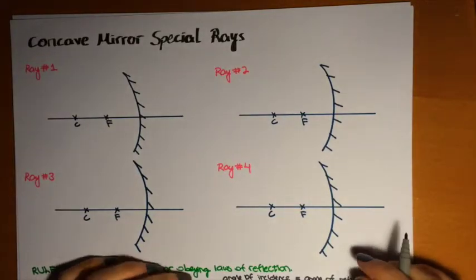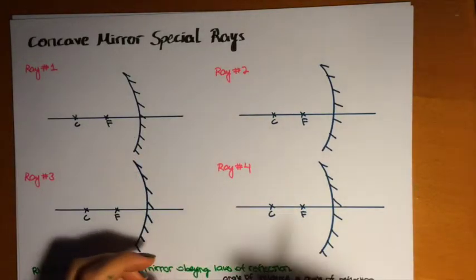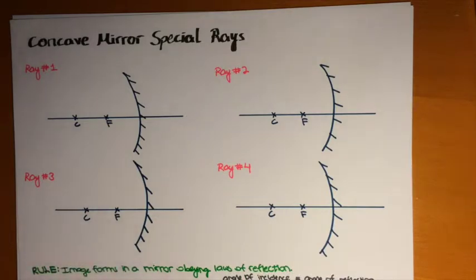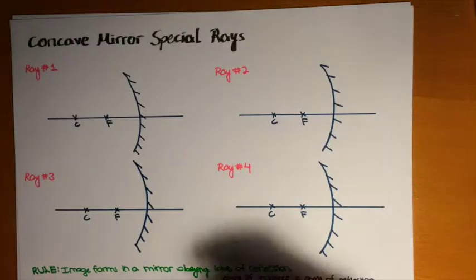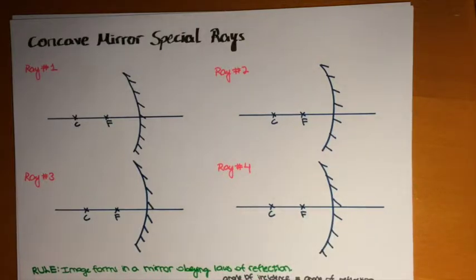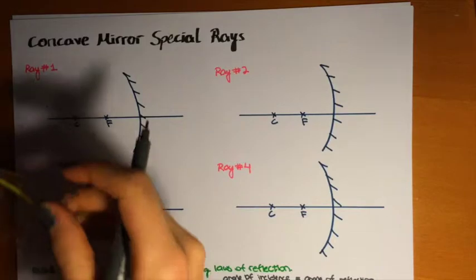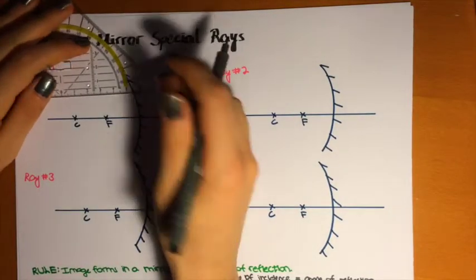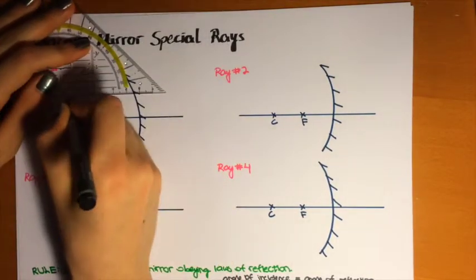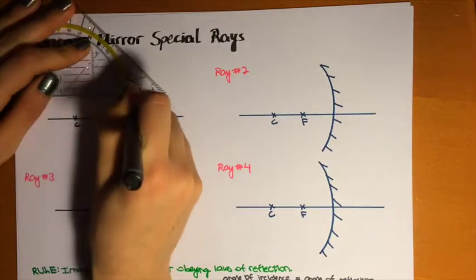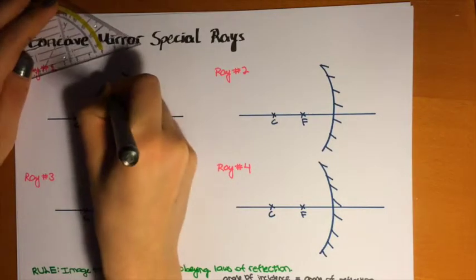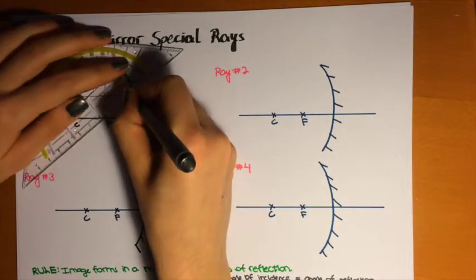I'm also going to show this in the examples here. These special rays will help me find the image of an object in a mirror. So they're very important and I'm going to use them all the time. Let's start with ray number 1. Ray number 1 says that a light ray that comes parallel to the primary axis passes through the focus.